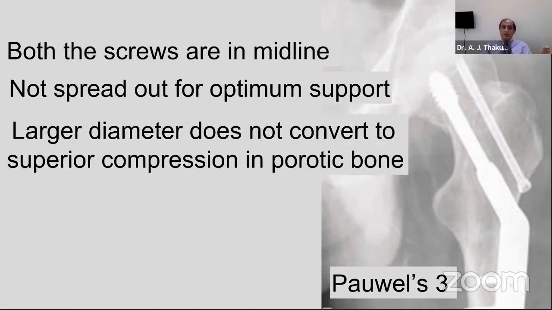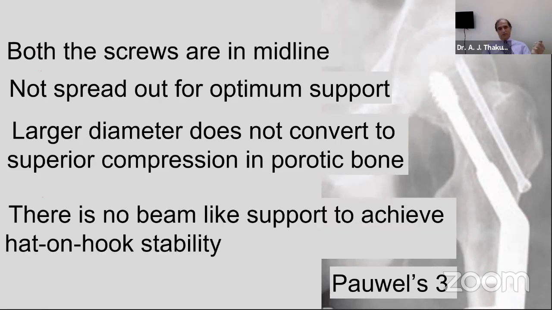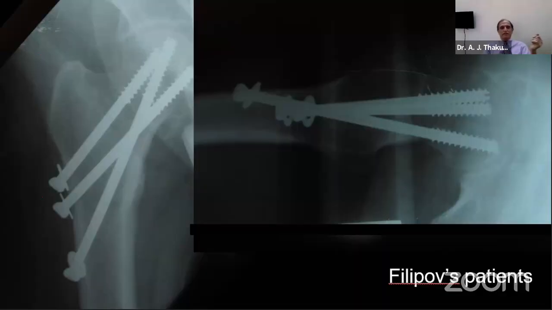A larger diameter does not convert to superior compression in porotic bone. And there is no beam-like support to achieve hat-on-hook stability. The hat-on-hook stability is the ultimate in fixation of a fracture neck, and we should try and get it here.